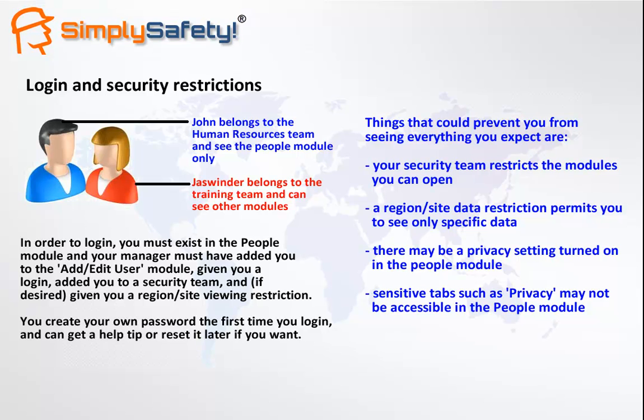Things that could prevent you from seeing everything you expect are: your security team restricts the modules you can open, a region site data restriction permits you to only see specific data, there may be a privacy setting turned on in the People module, and sensitive tabs such as privacy may not be accessible in the People module.